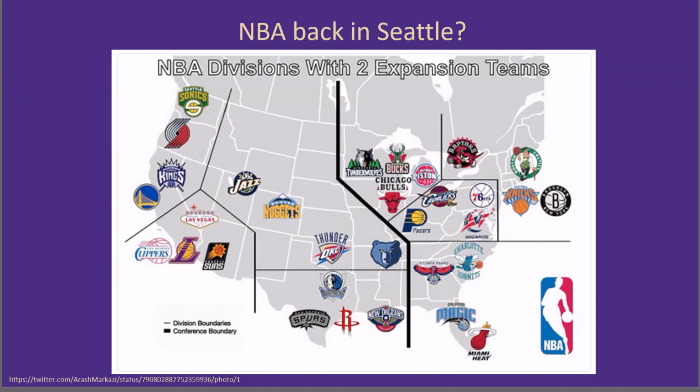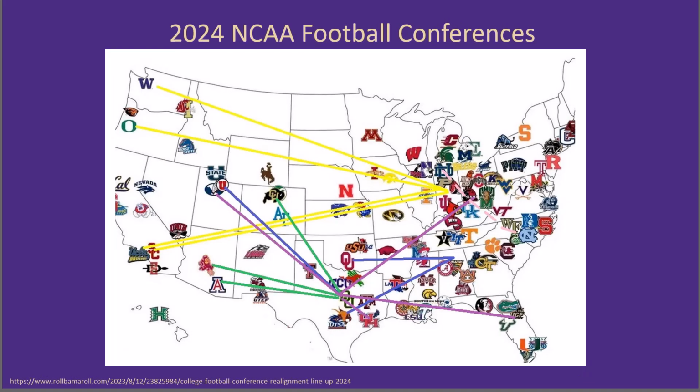This map was another map of the day several years ago, actually, when people were talking about the Sonics coming back. And I'd never seen this before, but now it makes sense to me about the division boundaries and the conference boundary. So I got thinking, I wonder if there's a 2024 NCAA football conference map, and I was able to find one.